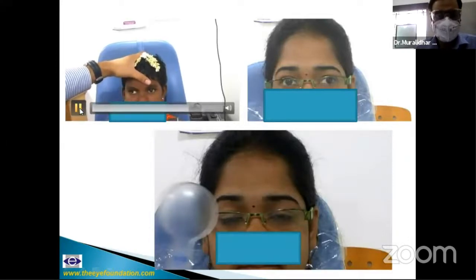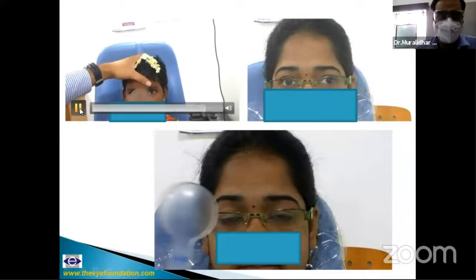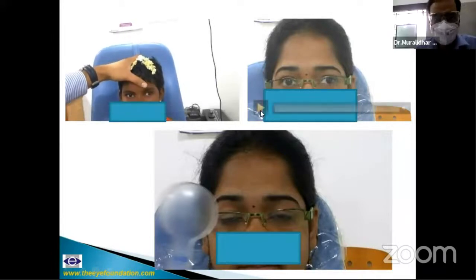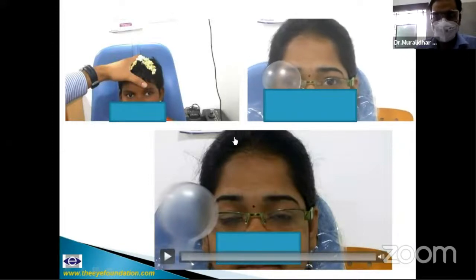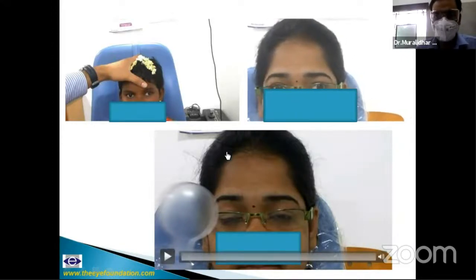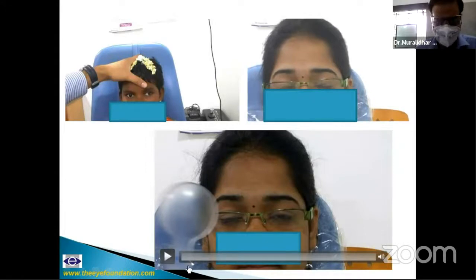So we need to tell our residents that this is a cover test. They should not confuse it with an alternate cover test and to identify free alternation. On the other hand, when you cover this right eye, the left eye takes a fixation, but as soon as you remove the cover, the fixation goes back. So this is a left exotropia. And the third one is an uncover test.